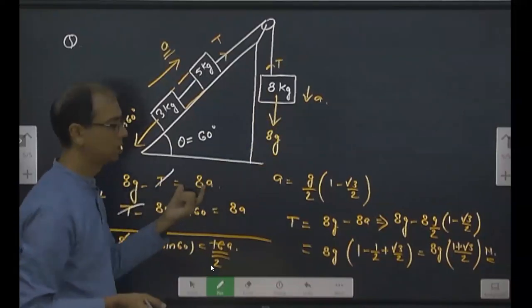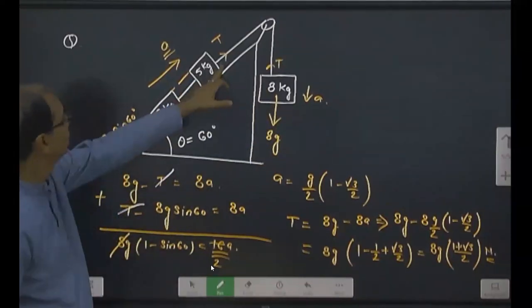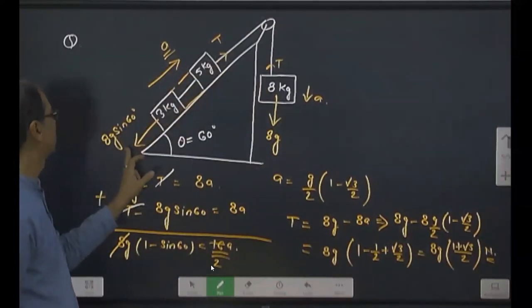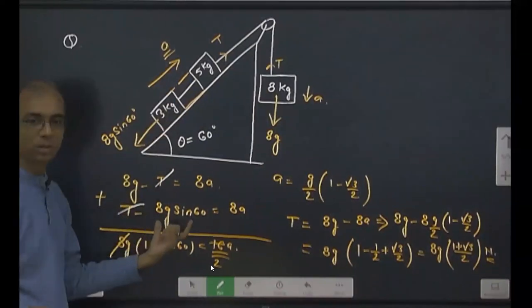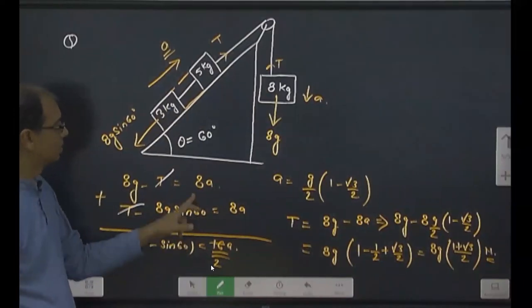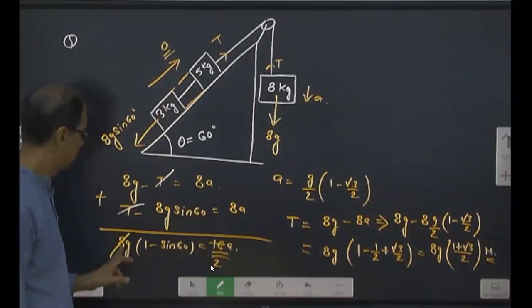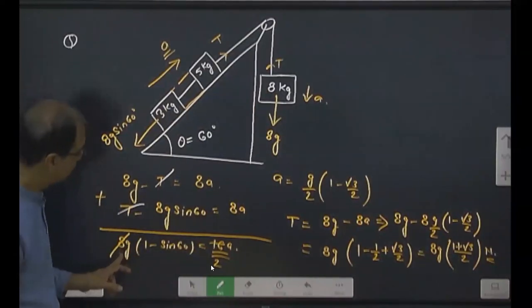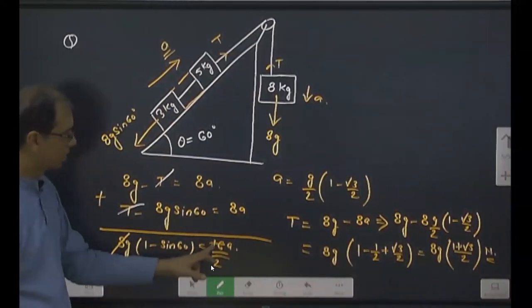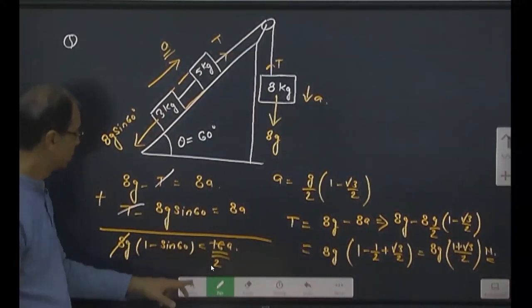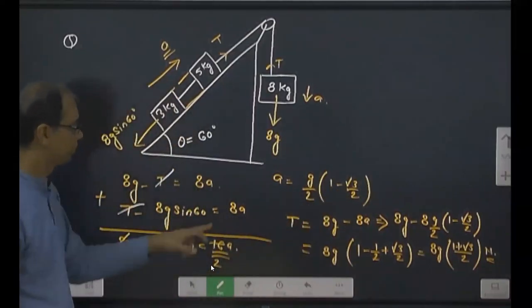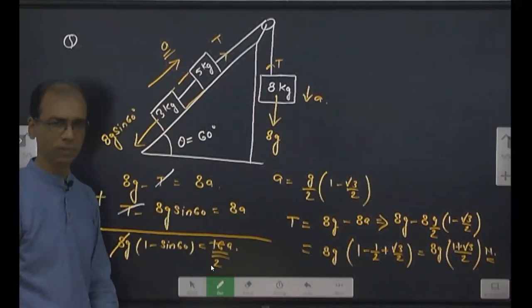This is 8g, this is t. So we'll write 8g minus t equal to 8a. Here t, and here is the sine component we know. So 8g sine 60. So t minus 8g sine 60 equal to 8a again. I have written the equation. Add them. T gets cancelled. 8g minus 8g sine 60 equal to 16a. 8a plus 8a. 8g I have taken common. 1 minus sine 60 equal to 16a. With 8, I cancel the 16, that is 2. So acceleration is g by 2 into 1 minus sine 60. Sine 60 is root 3 by 2. That's acceleration. That's all, finished.